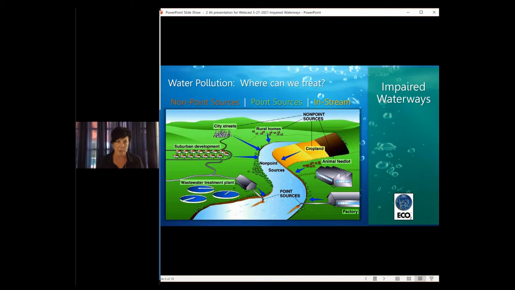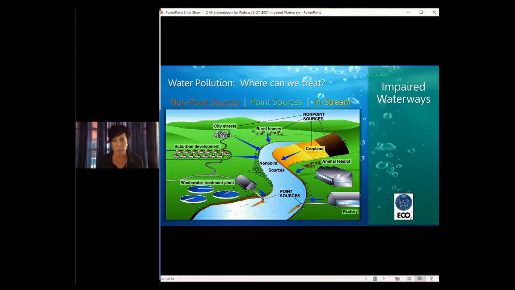But say you're on one of these impaired waterways and you've got to figure out a way to clean this up, restore the waterway, either reduce loads or improve the water quality. So let's take a look at where water pollution comes from.